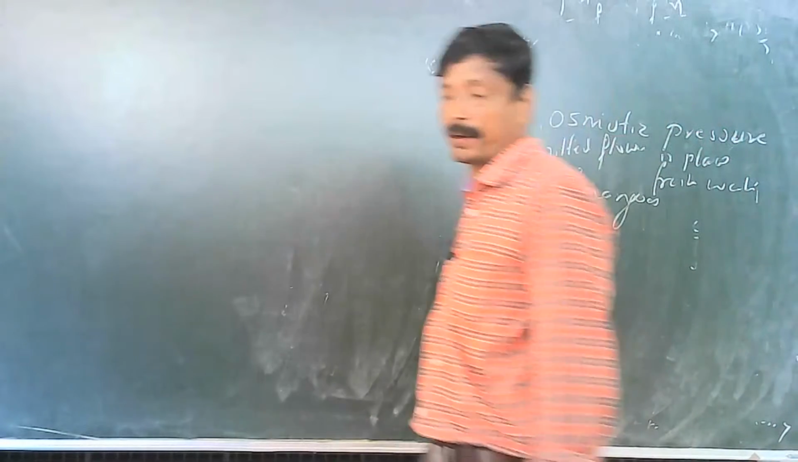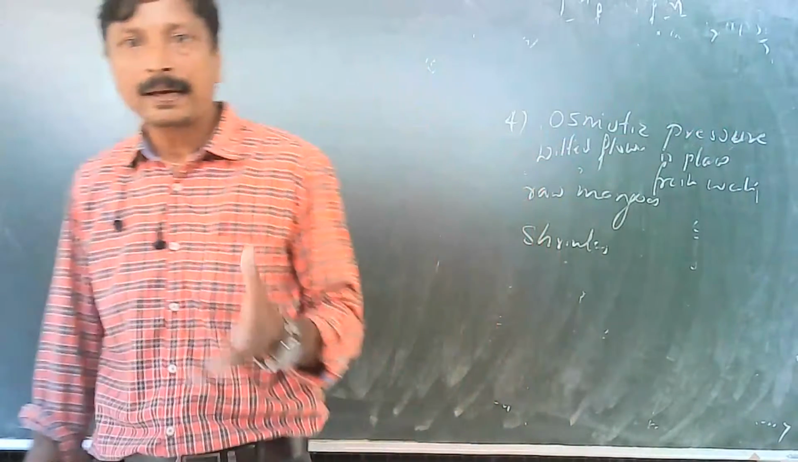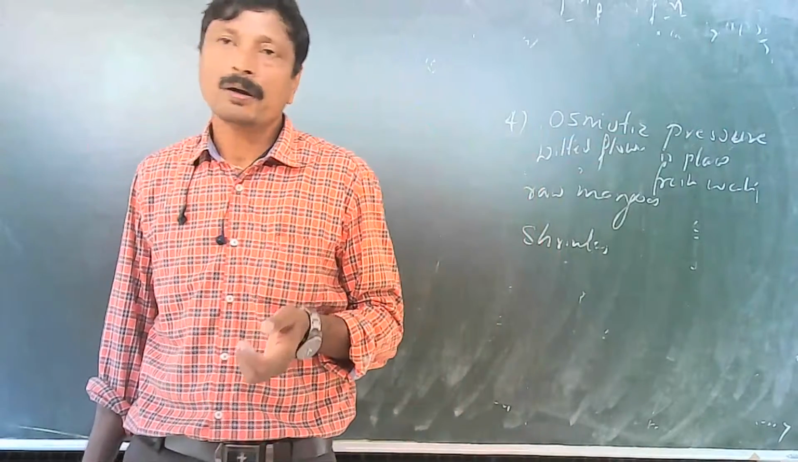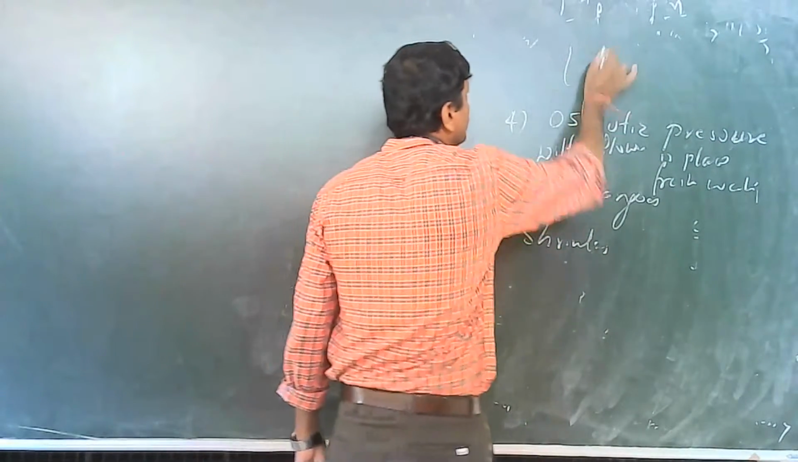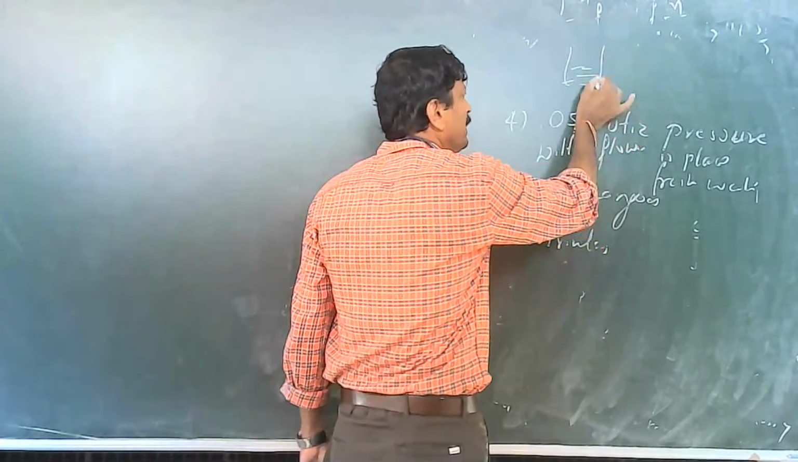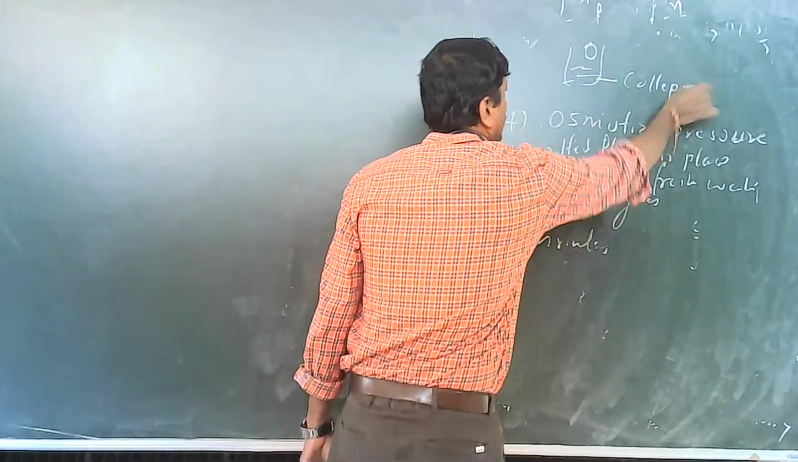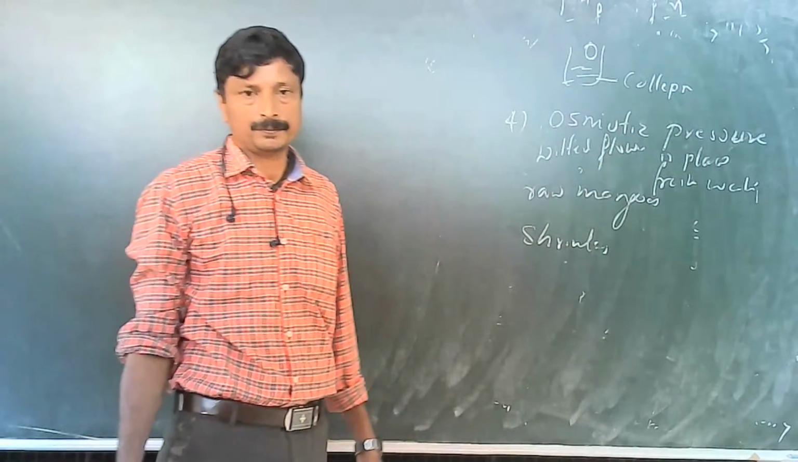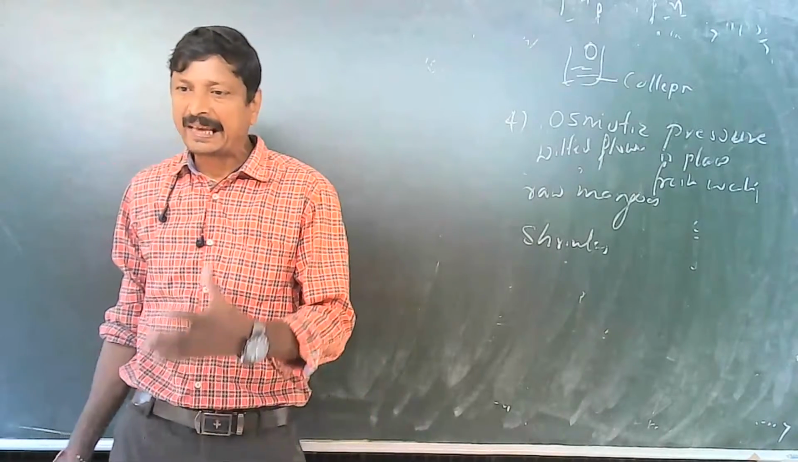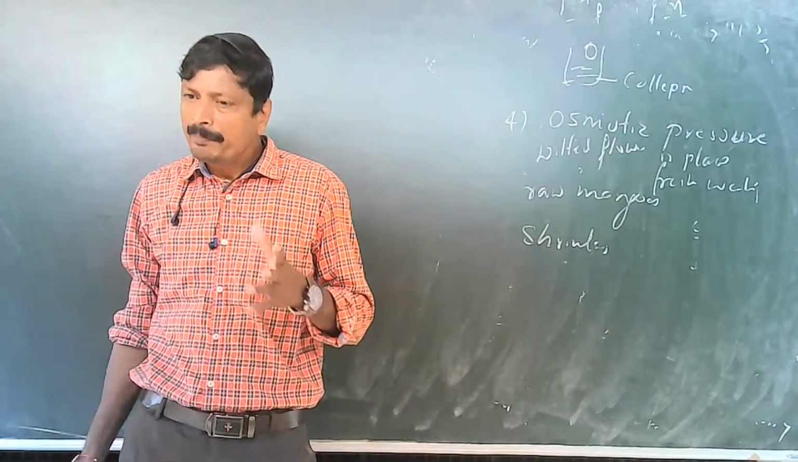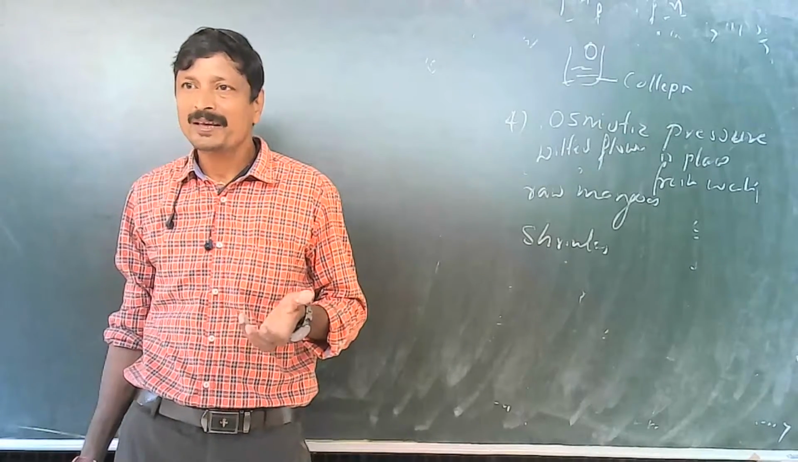A wilted flower, if you put it in water, it revives. When a blood cell is placed in salt water, immediately the blood cell will collapse. Or a dry carrot placed in fresh water becomes fresh again.